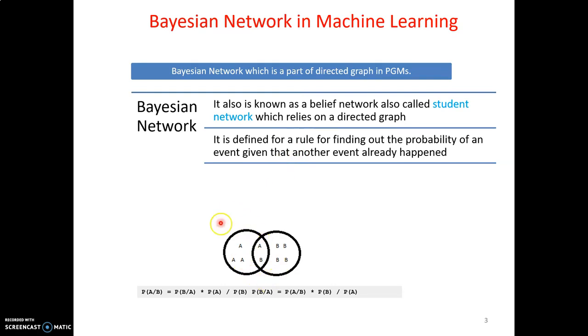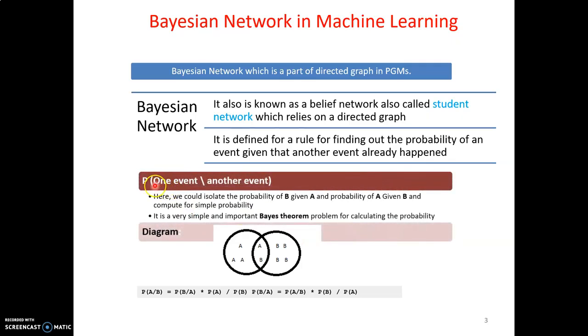Here consider the diagram for probabilities. Here two sets of events happen. One is A, another one is B. Here we can isolate the probability of B given A and the probability of A given B and compute simple probabilities. It is a very simple and important Bayes' theorem problem for calculating the probabilities.